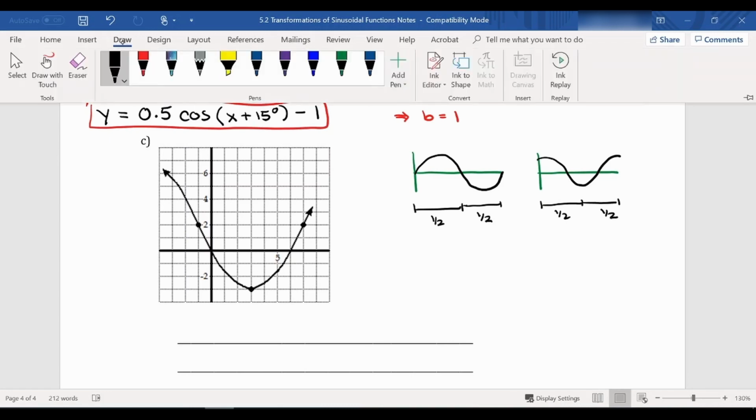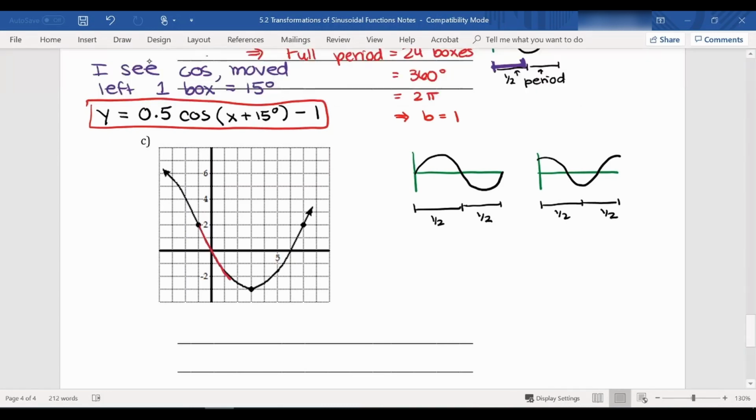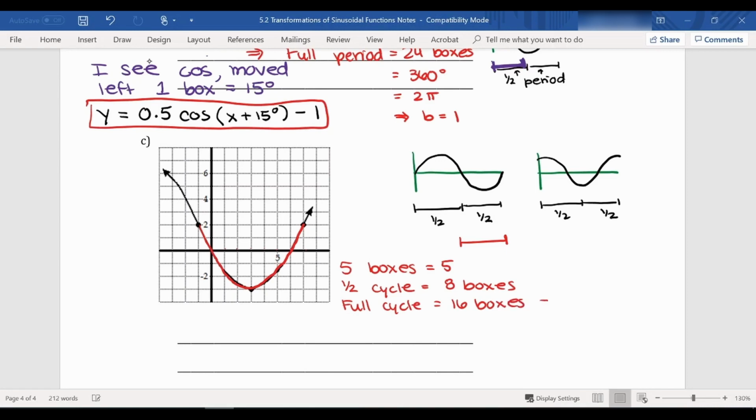So this one that we've got here, this portion from halfway to halfway kind of looks like this part of my sine. So again, I don't have any pi's on the bottom, so these are just regular numbers. I have 5 boxes is worth 5 units. Okay, and I have a half cycle or a half period is 1, 2, 3, 4, 5, 6, 7, 8 boxes. So this means a full cycle would be 16 boxes or 16 units.